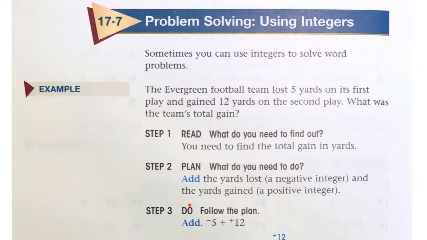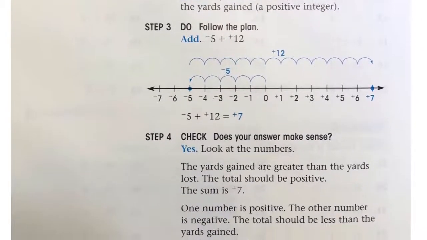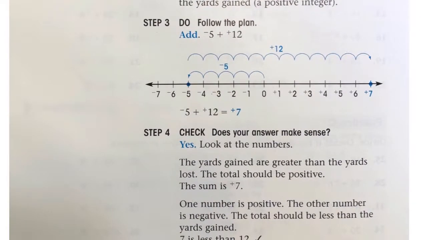Step 3 is now to do the plan, do the actual math. So we're going to add the negative 5 plus 12. You start at negative 5, 5 spaces left of the 0, and then you add positive 12, which means you move 12 spaces to the right. And that's going to leave you off at 7. Negative 5 plus 12 equals 7.